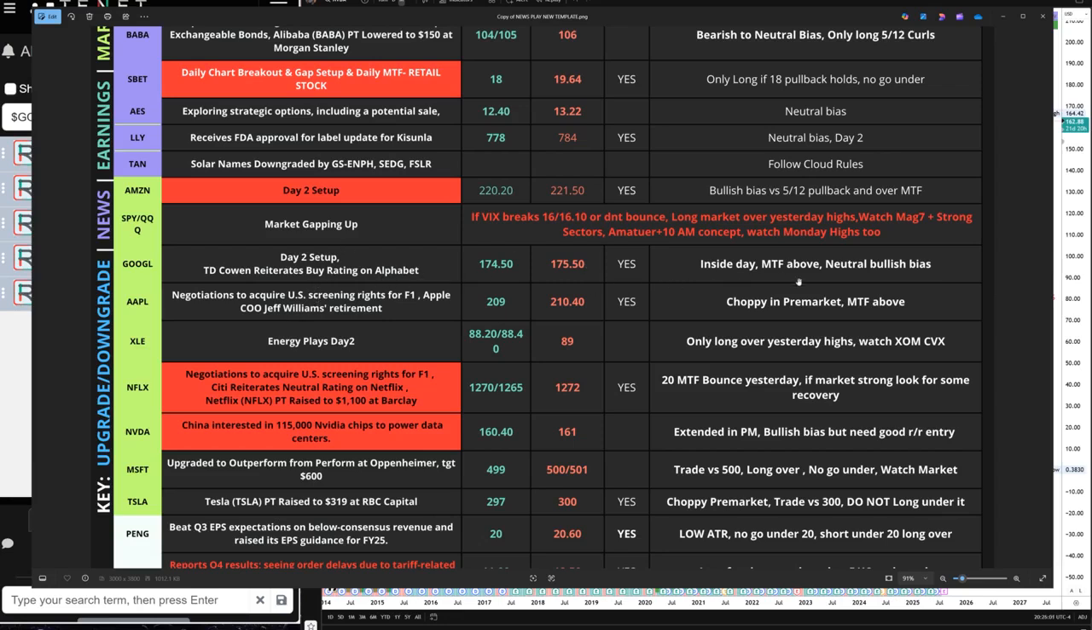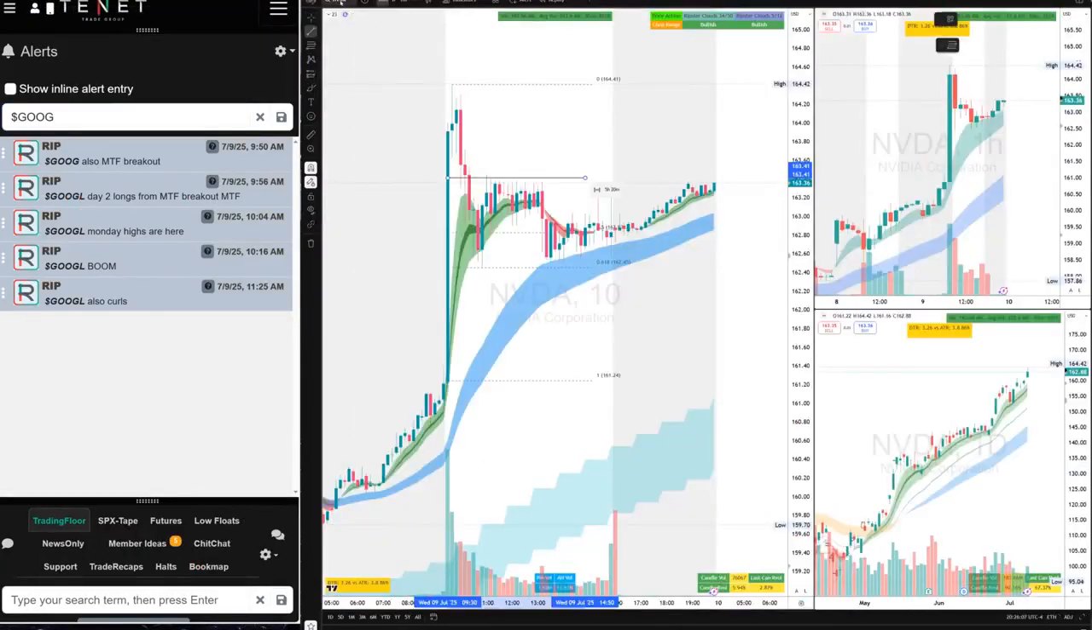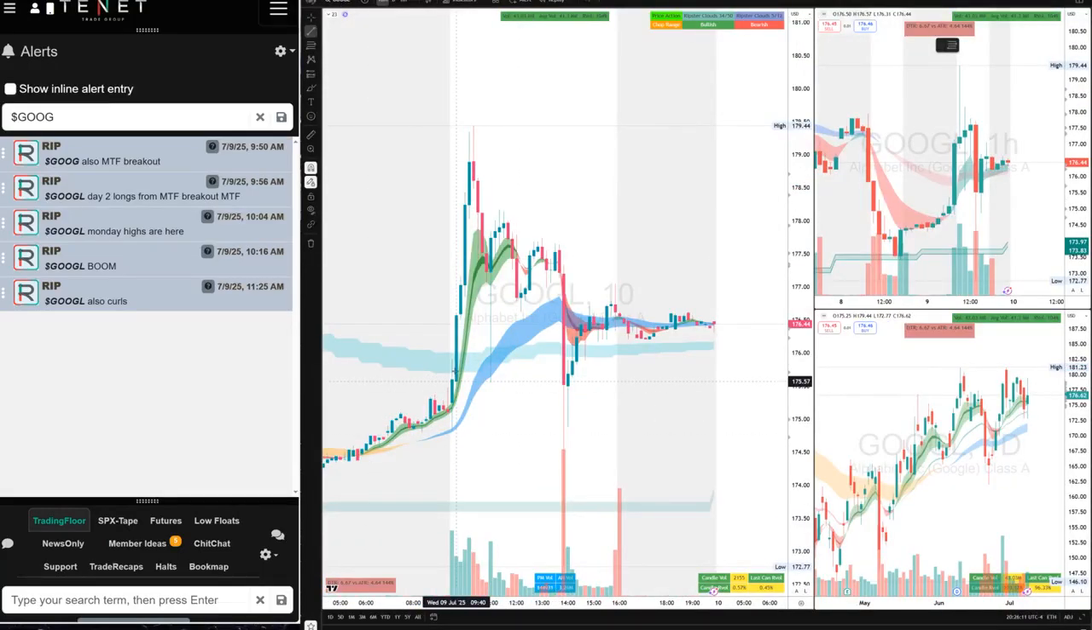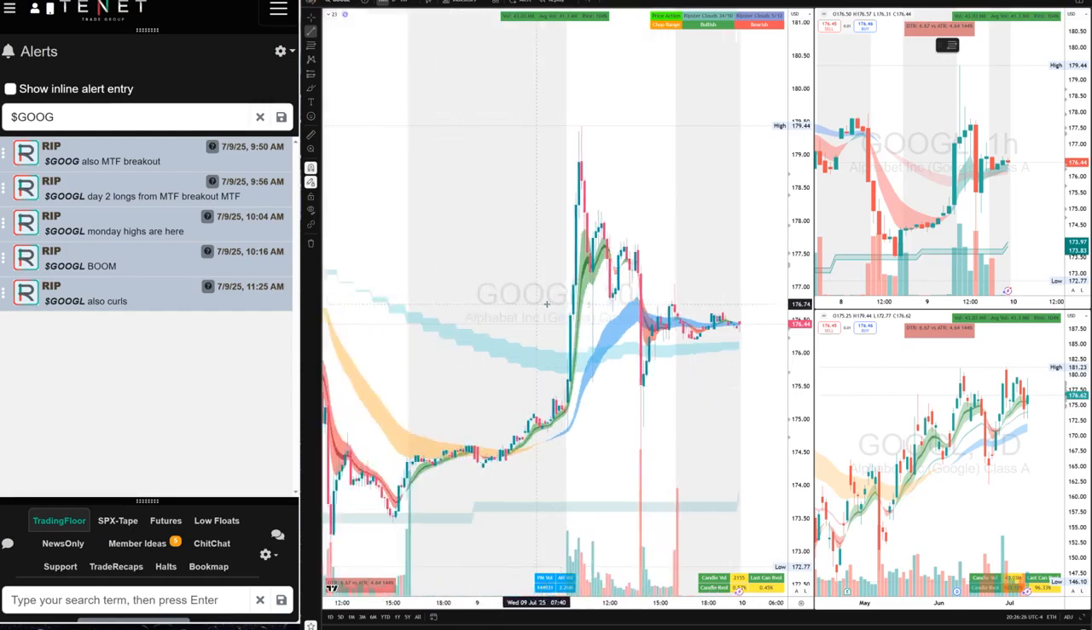And it has an inside day, MTF neutral to bullish bias. But look at this. As soon as the market opened, Google broke out of the MTF, became an MTF long right away, right here at 176. Your stop is 50 cents, and you just take it long. You just let it work. And that's what I guided. The target was Monday's high.